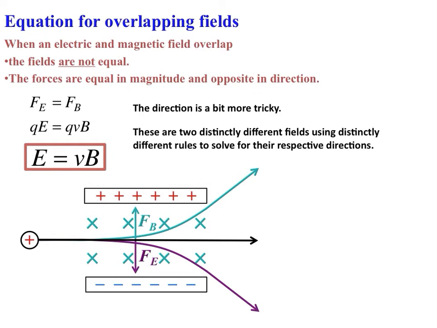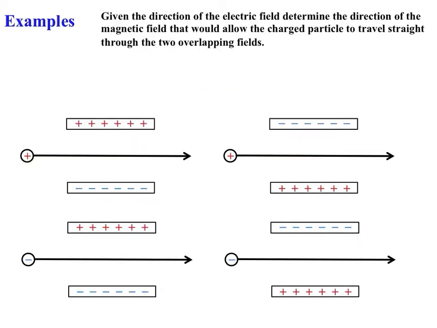Now remember that the rules for determining the direction of these forces are very different for the magnetic field versus the electric field. Now I'm going to do the first one. What we're doing here is we're going to label four different things. The force of the magnetic field, the force produced by the electric field, the direction of the magnetic field, and the direction of the electric field.